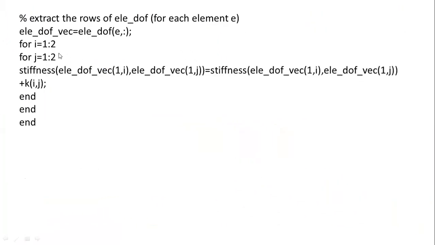For that we need I equal to 1:2 and J equal to 1:2 for element 1. First row, first column, then first row, second column. Similarly, for the first element, second row, first column, second row, second column. And in this step, a global stiffness matrix is prepared with a size equal to 3 by 3.